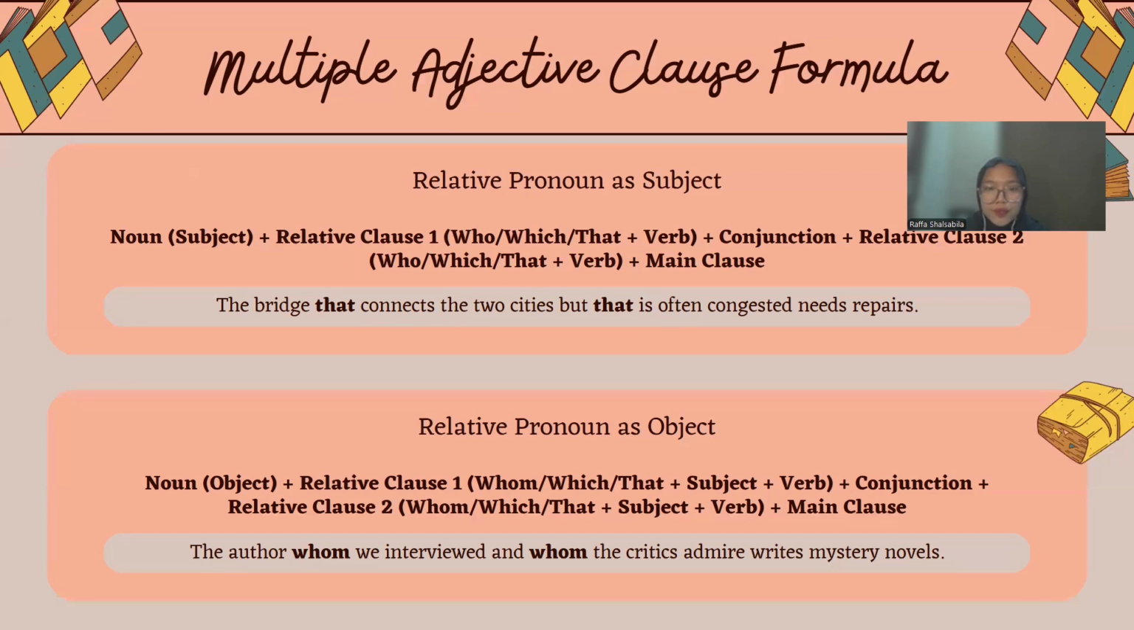For example, the author whom we interview and whom the critics admire writes mystery novels. The author is the noun as the object being described, whom we interview is the first adjective clause, whom the critics admire is the second adjective clause. And the main clause is the author writes mystery novels.